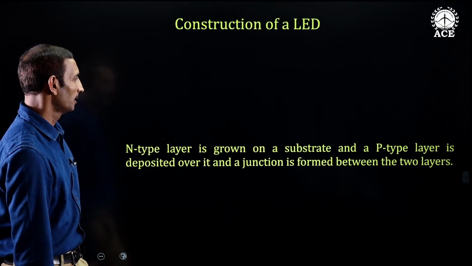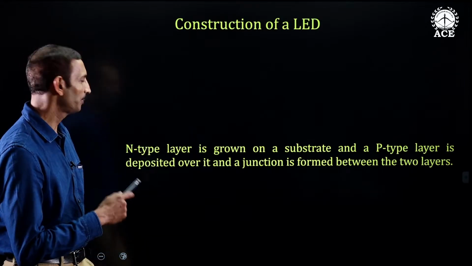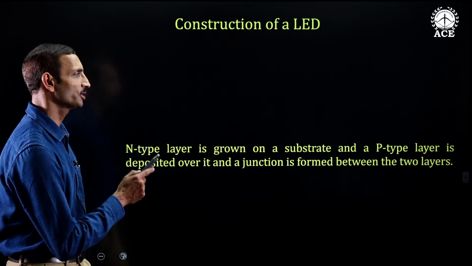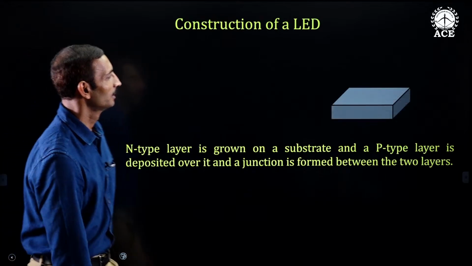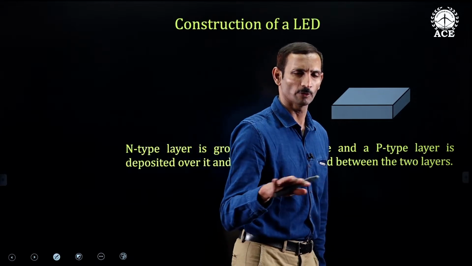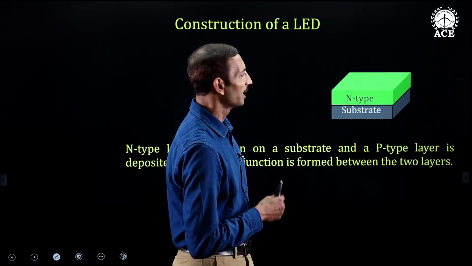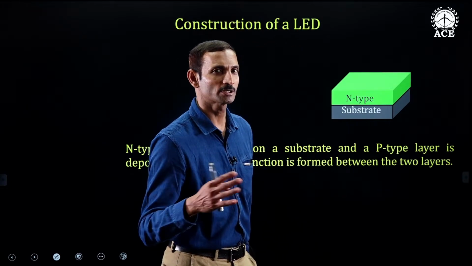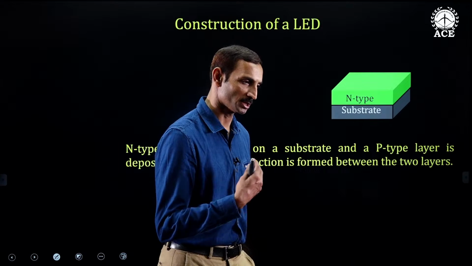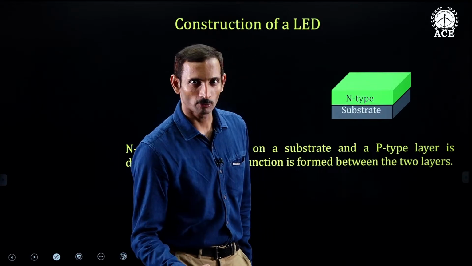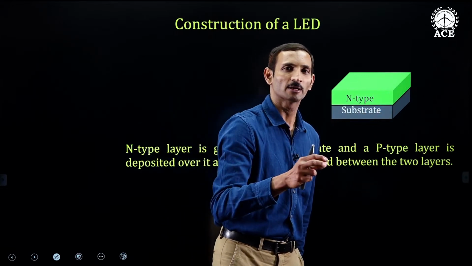Moving forward, construction. Now when you talk about an LED, the N-type layer is grown on a substrate and a P-type layer is deposited over it and a junction is formed between the two layers. Didn't understand, right? I'm going to tell you now. Consider a substrate generally made up of one kind of semiconductor, maybe a neutral region, you can call it a substrate. Now on which an N layer is grown, right? How does this take place? There are various ways. There is diffusion, there is grown junction, there is fusion, and there is epitaxial growth. All these are different ways that we grow a particular kind of semiconductor over a substrate.